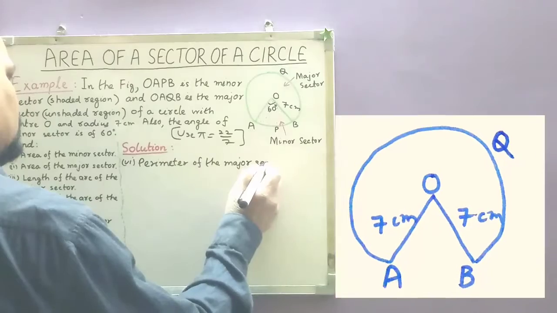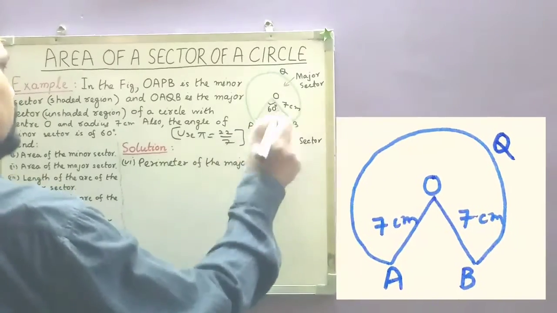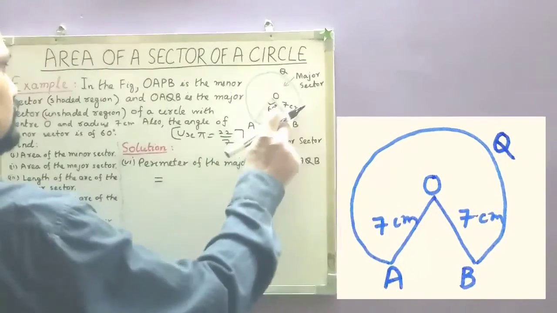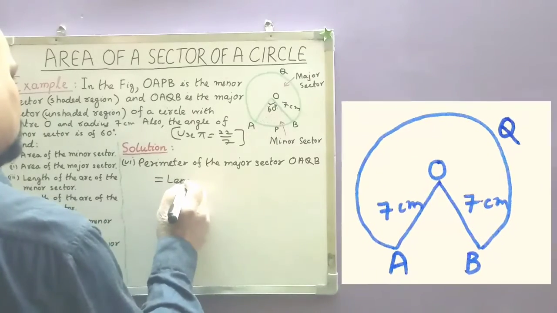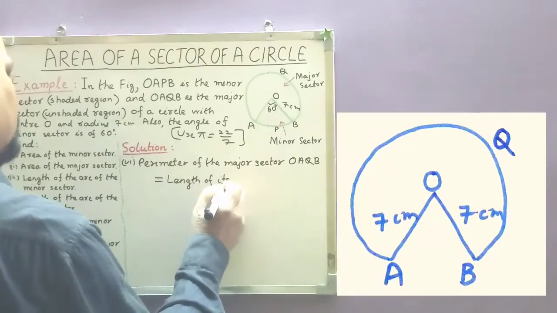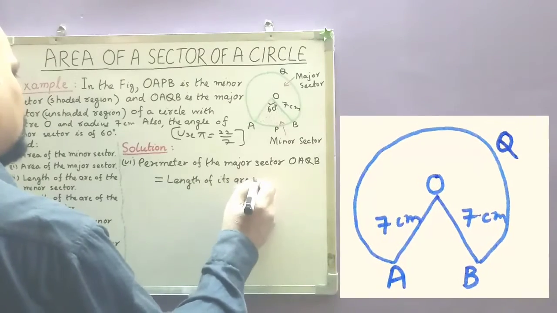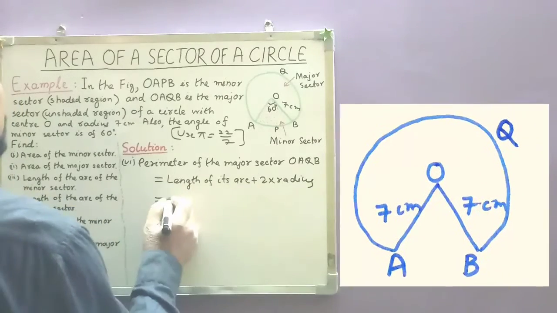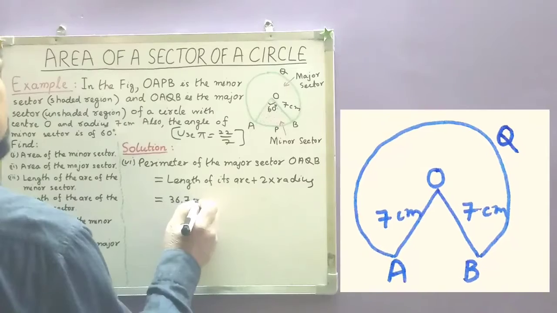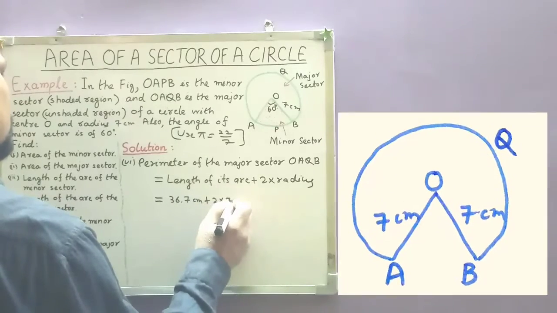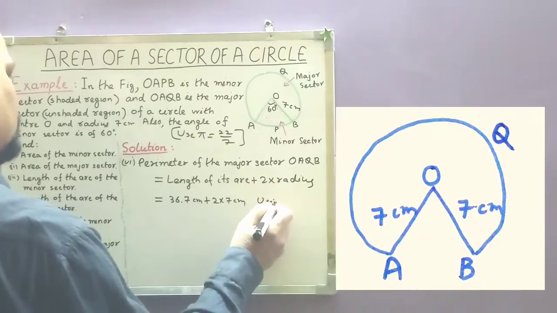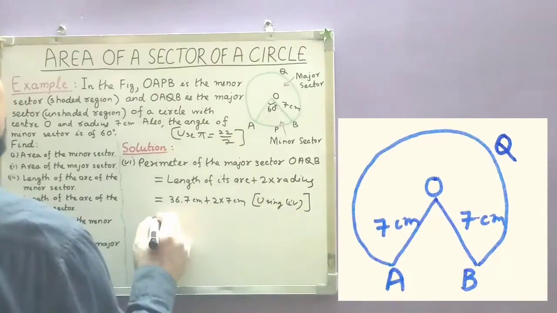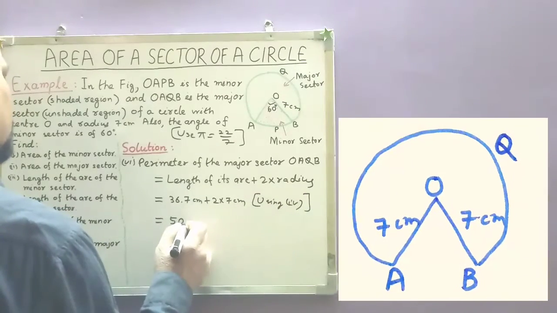Now the sixth part of the question, perimeter of the major sector OAQB of the circle is equal to length of its arc AQB plus 2 into radius of the circle, that equals 36.7 centimeter plus 2 into 7 centimeter, that we have found from fourth part of the question, that equals 50.7 centimeter.